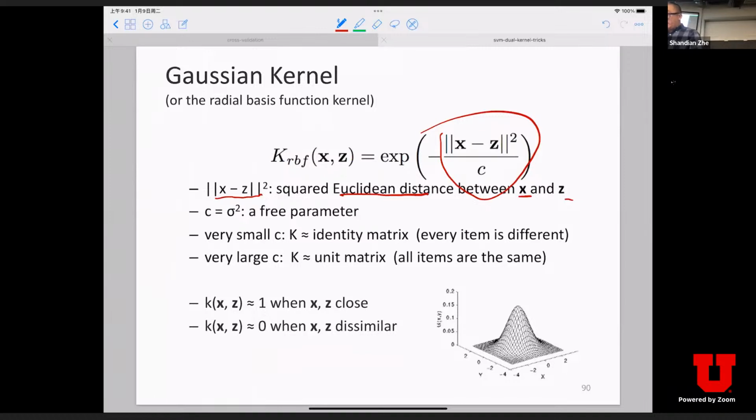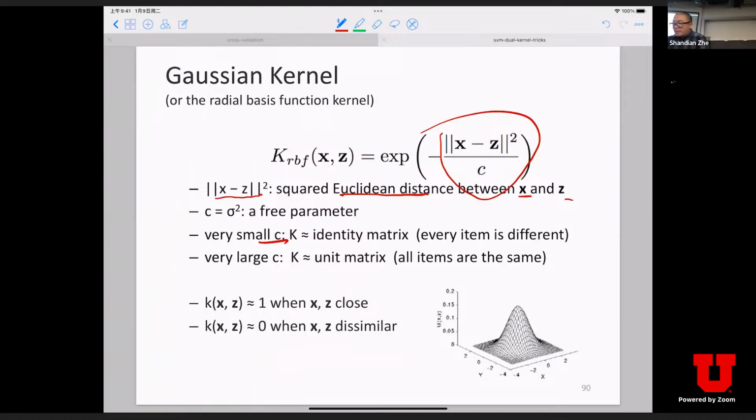Sometimes people call it the radial basis function kernel. Sometimes people call it the squared exponential kernel. But yeah, they're the same thing. So you can see that the kernel function value is influenced by the choice of c. Here c is a free parameter, which we call the kernel parameter.